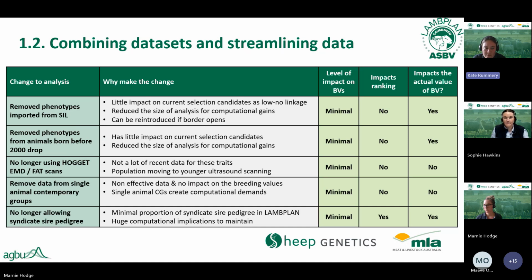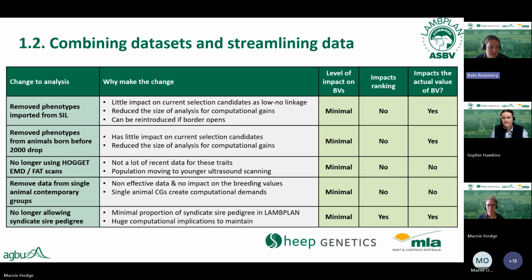This update was looked at pretty extensively by AgBoo, and it has very little impact on current selection candidates and their breeding values. So the impact overall is pretty minimal, but it will change the actual value of the breeding value that we see. The other bits of data that we're no longer going to look at will be our hogget fat and muscle scans. Again, there's not a lot of this data coming into the evaluation, and it's not overly useful. So by removing it, we can speed up the evaluation and focus on more useful traits.